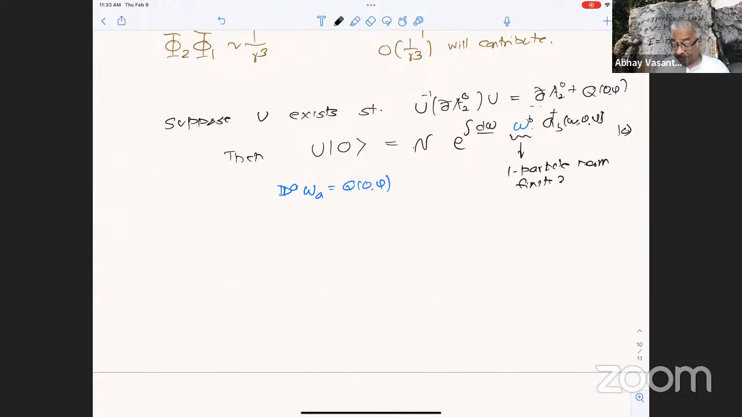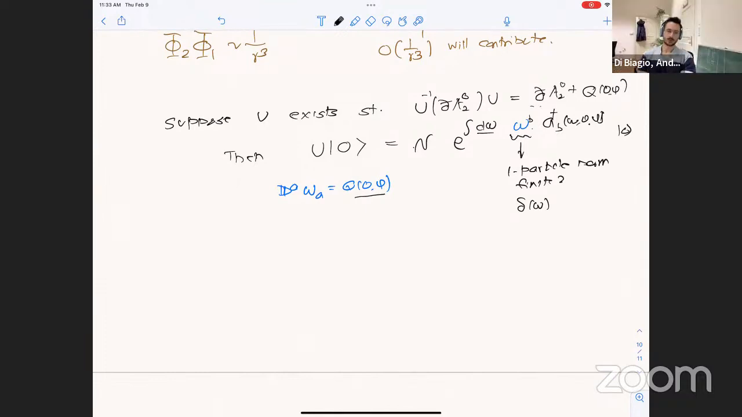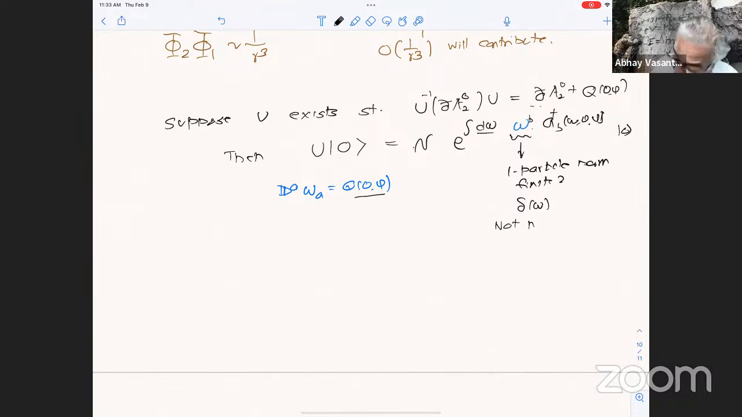This will be perfectly fine if the one-particle norm is finite. But the point is that because this only depends on theta phi, this omega in fact has a delta distribution singularity because it's constant in U. Therefore, in the Fourier space, it will be singular. So it's not normalizable. That's the main point. So by contradiction, there's a contradiction. If you like, it's not normalizable, and therefore there's a contradiction.